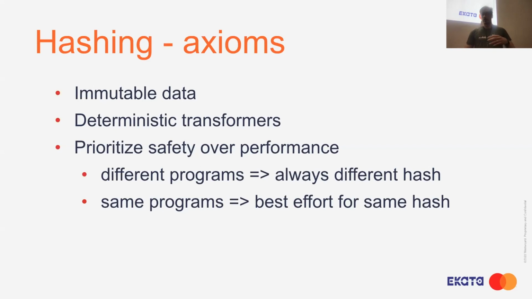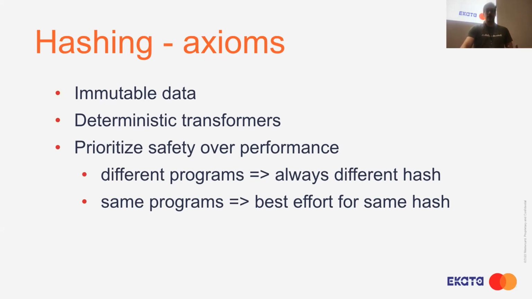For example, the best use case for this is the immutable data. If we have the same data under a different path, we will say that the whole program is different because the path is identifying the data, and we are not checking the data itself for this.